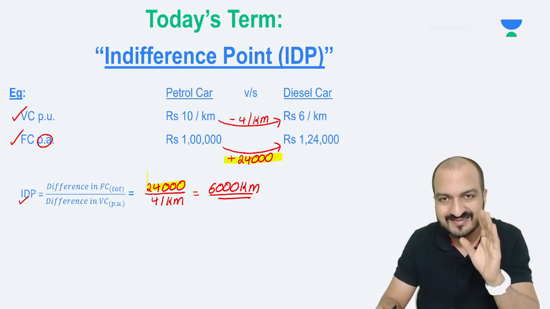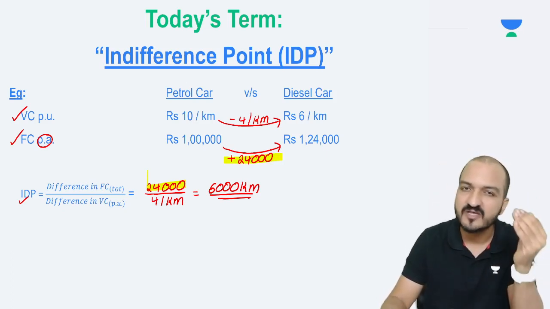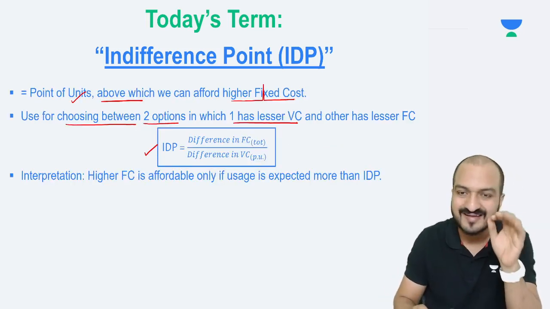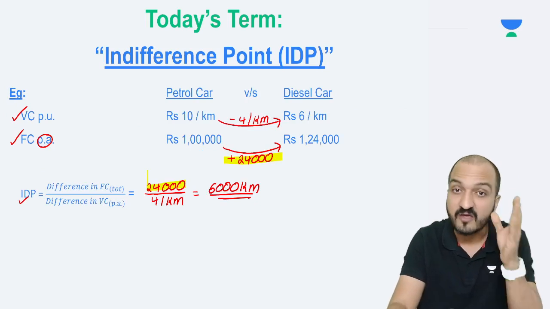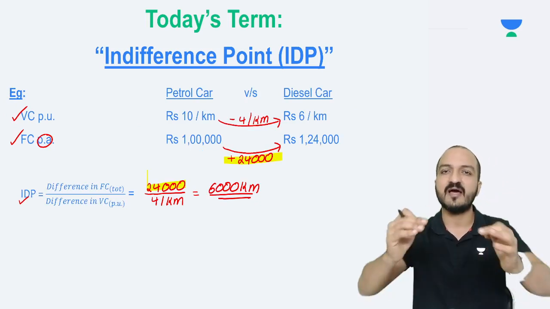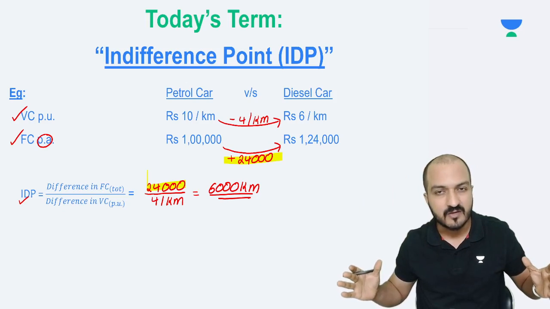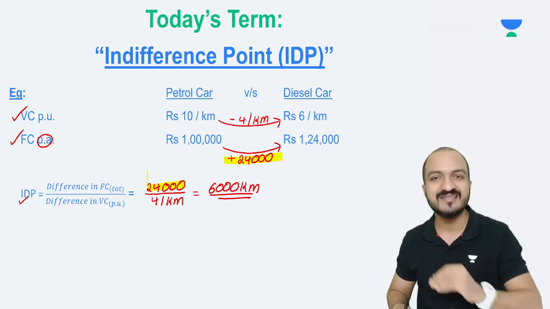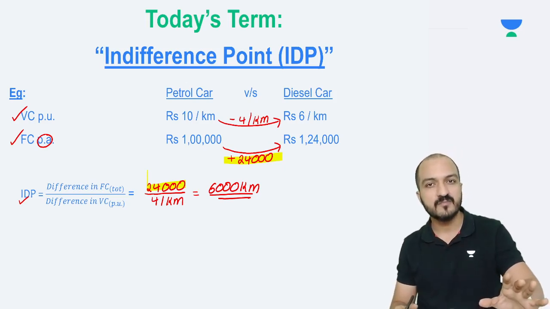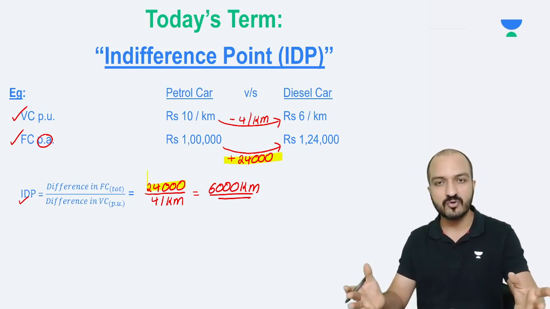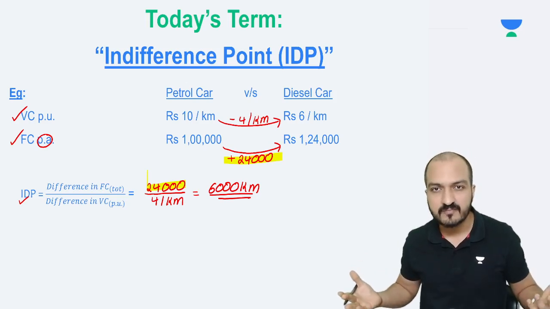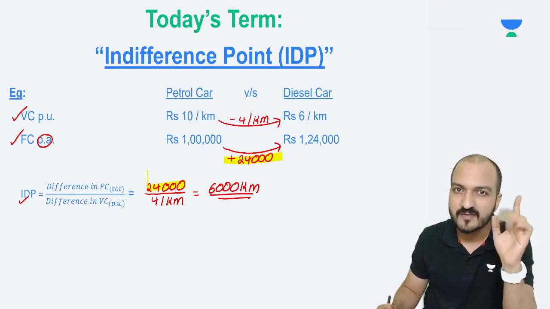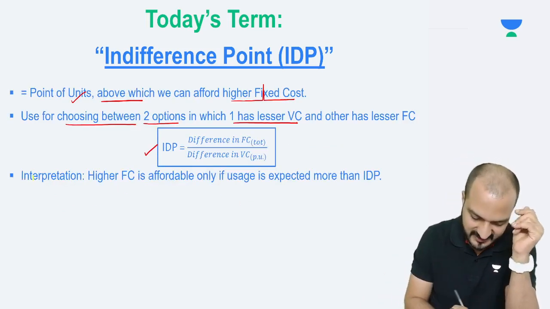If you are using the car for less than 6,000 kilometers, if your estimated use is less than the indifference point, then you choose the petrol car. If your estimated use is exactly equal to 6,000, it means that you are indifferent. Whether you choose the diesel car or the petrol car, it doesn't make a difference to you. And that is why 6,000 is called the indifference point. So that's my interpretation.